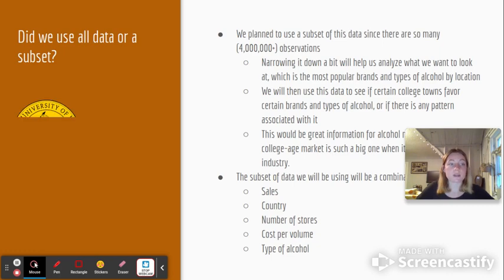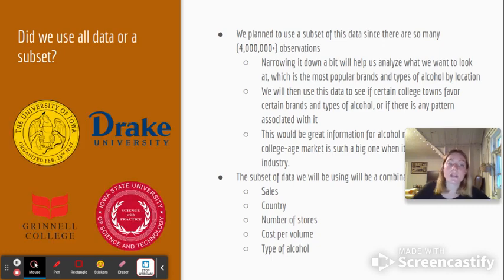All right, so did we use all of our data or just a subset? We planned to use just a subset of the data since there are so many, 4 million plus observations, like we said. Narrowing it down a bit will help us to analyze what we want to look at, which is the most popular brands and types of alcohol by location. We will then use this data to see if certain college towns favor certain brands and types of alcohol, or if there is any pattern associated with it.